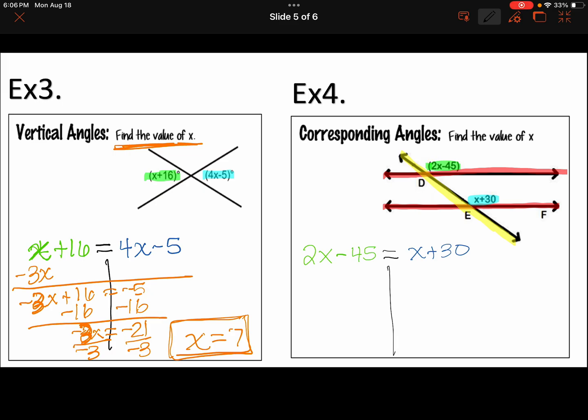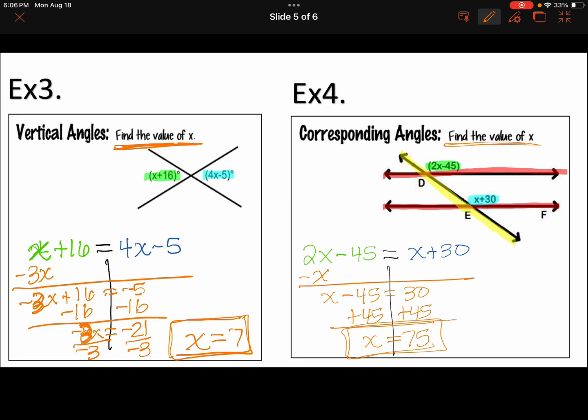And then we're just going to go ahead and solve. So subtract x minus 45 equals 30. Add 45 to both sides. X equals 75. So that would be the value of x.